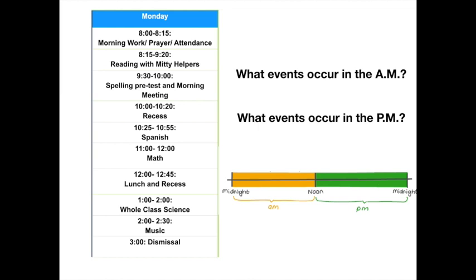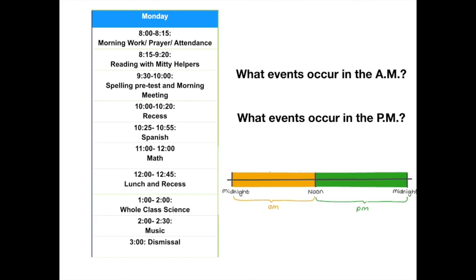There's a hint, morning meeting and morning work. From 10 to 10:20, you go to recess. Then from 10:25 to 10:55, you have Spanish. Then from 11 to 12, you have math. Think, am I still in the AM or the PM? What events are occurring in the AM and the PM? The last events are lunch at 12 noon to 12:45, whole class science from 1 o'clock to 2 o'clock, music from 2 o'clock to 2:30, and then dismissal at 3.